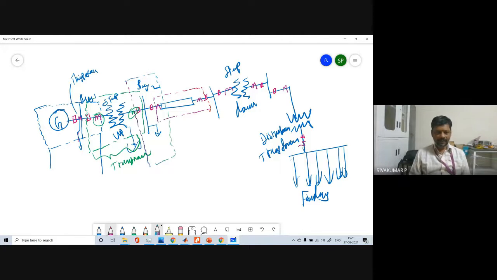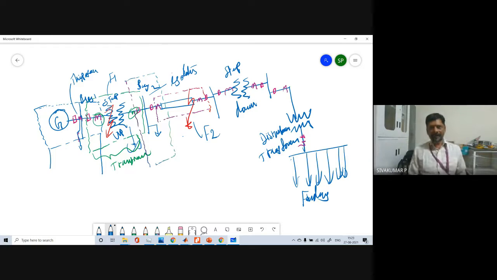Suppose a fault occurs in the system at any place. The fault may occur in this transformer or in this line, so in both places. If the fault occurs in both places or in any one place, we trip or isolate this bus. So this bus is protected from this fault: assume this is fault 1 and this is fault 2.